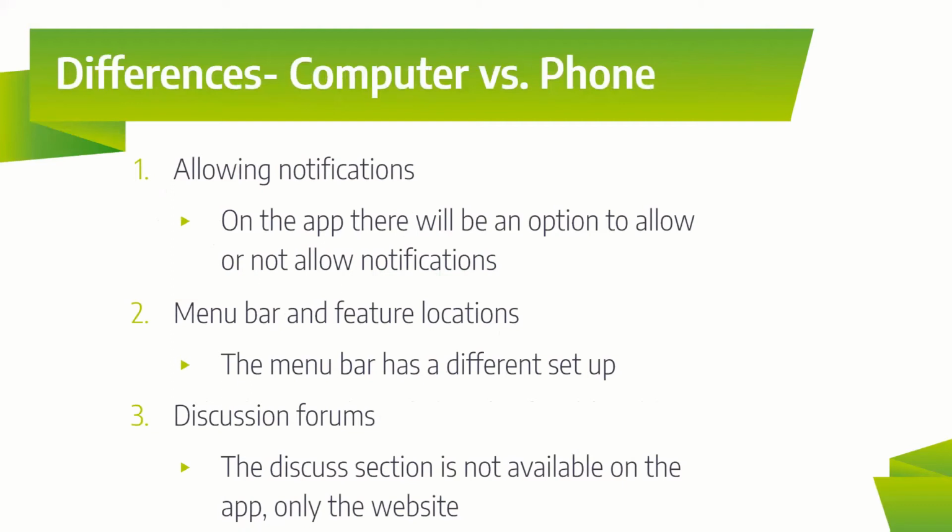The differences between a computer and a phone. Allowing notifications on the app: there will be an option to allow or not to allow notifications. Menu bar and feature locations: the menu bar has a different setup. And discussion forums: the discussion section is not available on the app, only on the website.